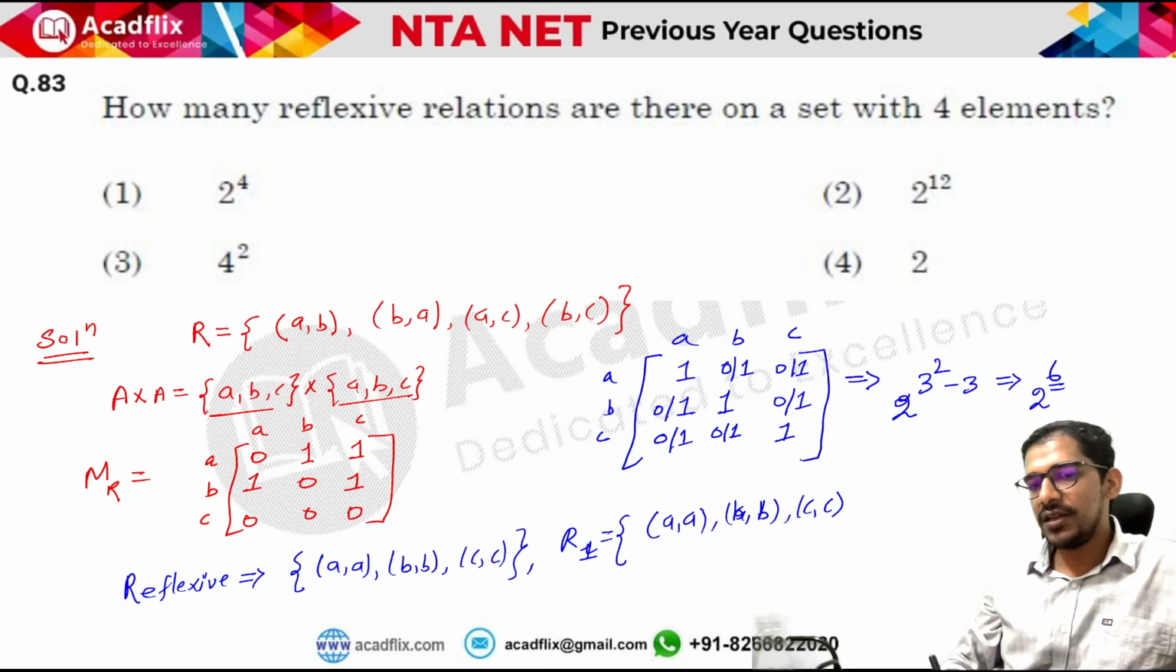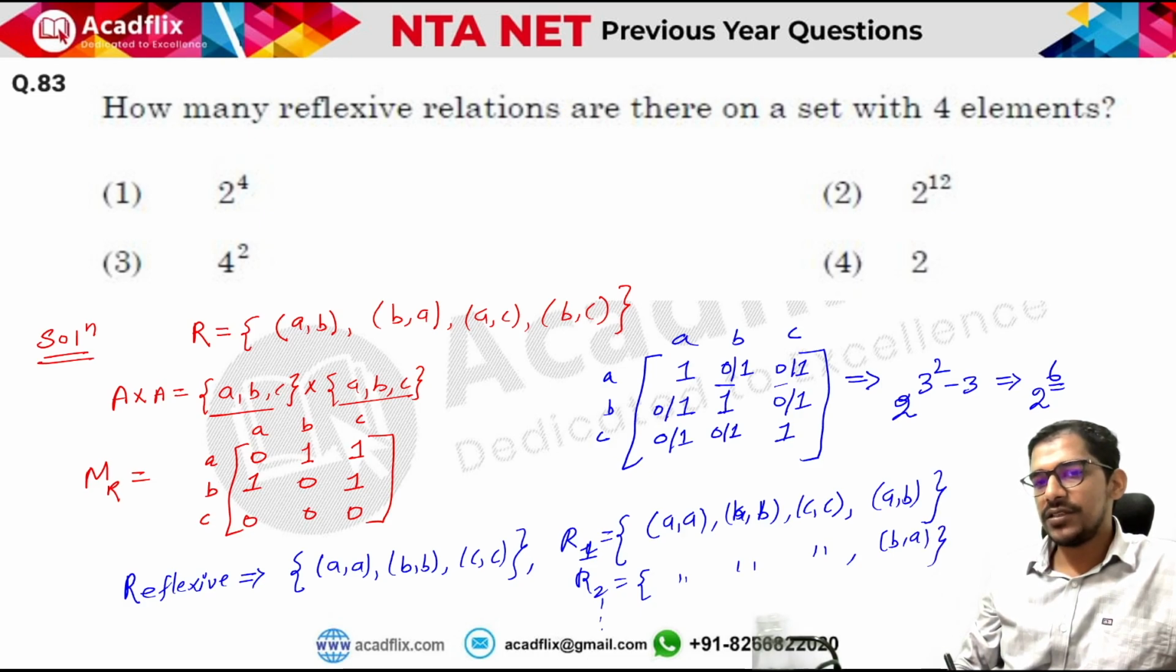Okay, they are mandatory in the relation. Then out of these 6 pairs, any pair can be there, for example AB. So this will make one reflexive relation. Then you can take a second reflexive relation, in which you will take all these elements plus any other element, let us say BA. So like this you will be having total 64 reflexive relations.